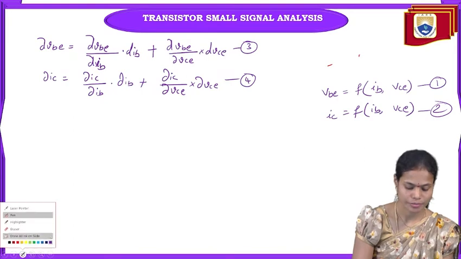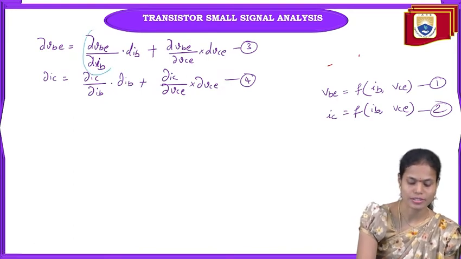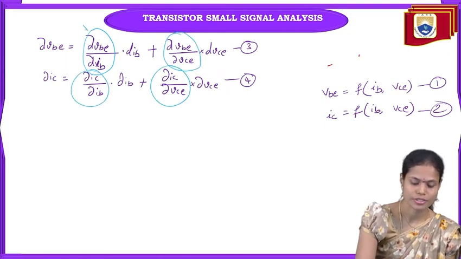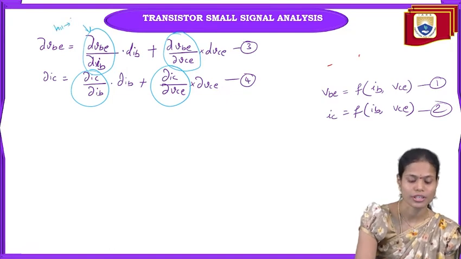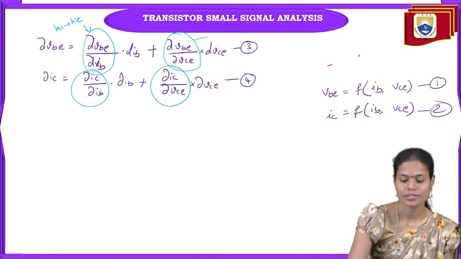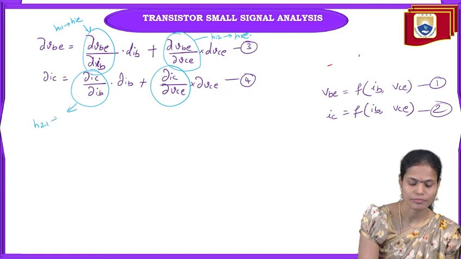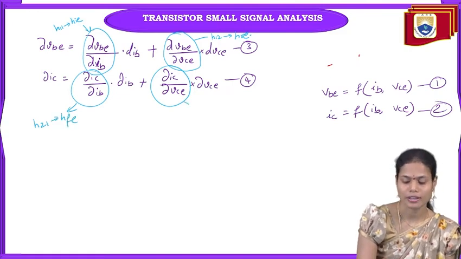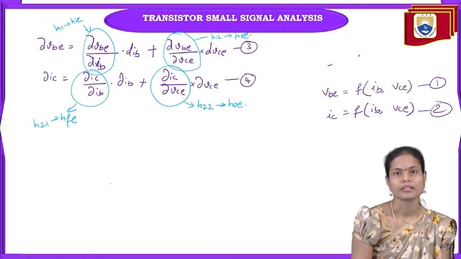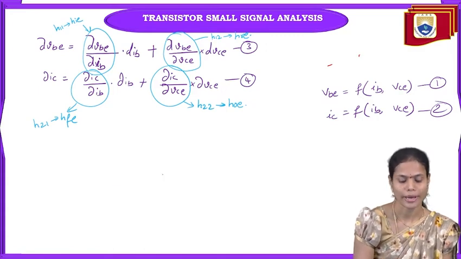So I can represent these variations as the H parameters. This is the first H parameter, H11, or we can call it HIE. This is H12, which we can call HRE. This parameter is H21, that is HFE. And the last parameter is H22, that is HOE. Now we will derive all these four parameters.